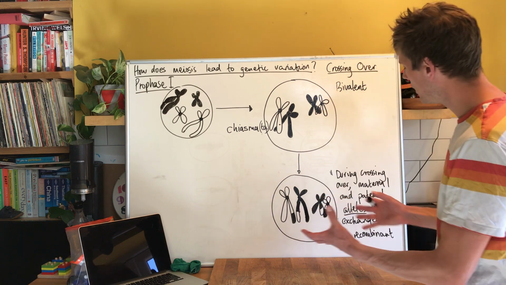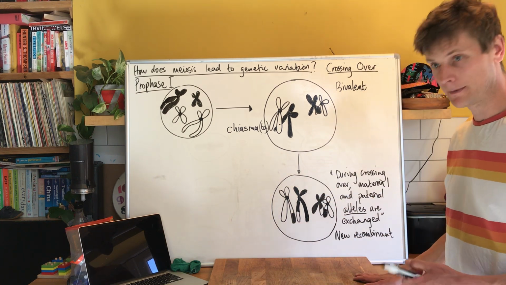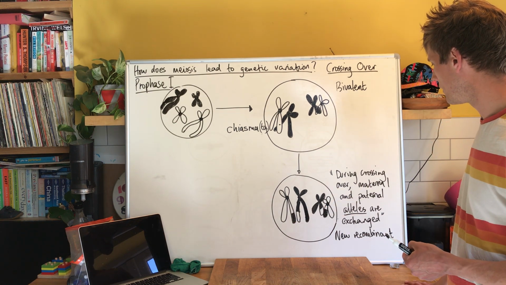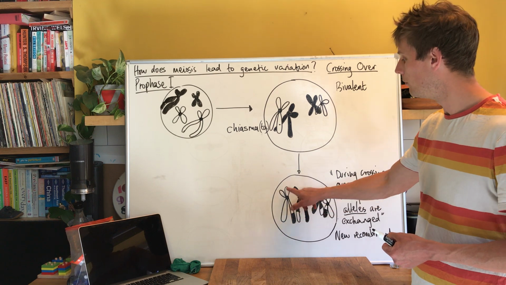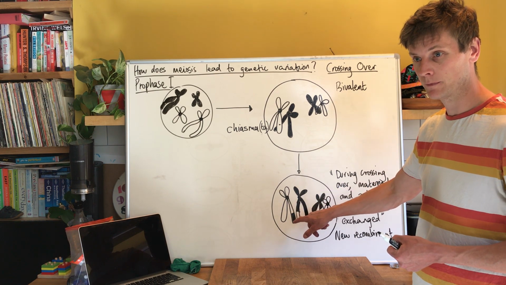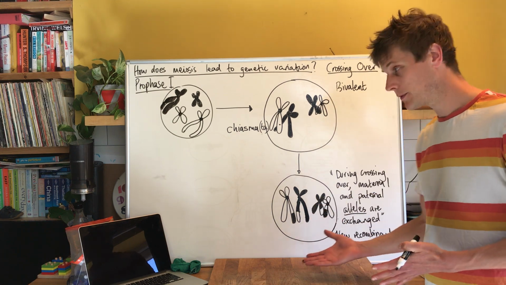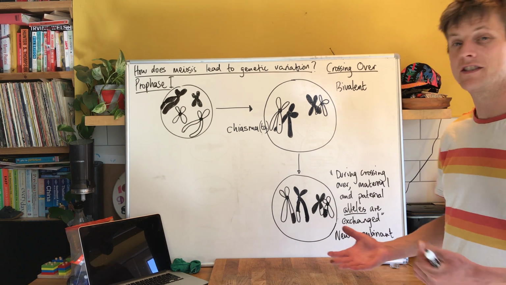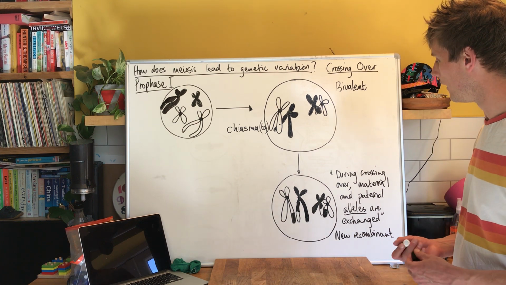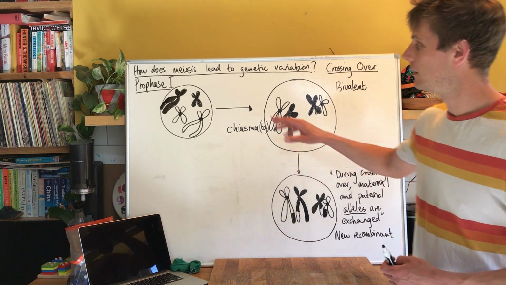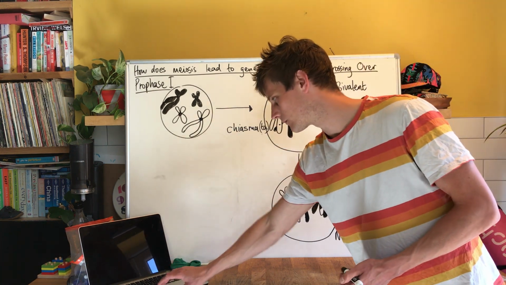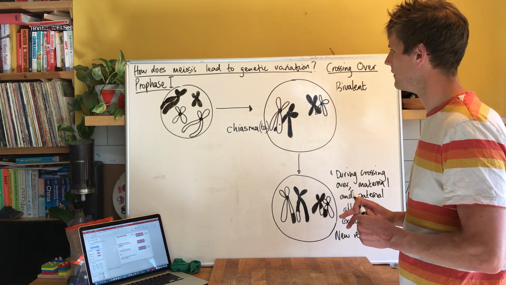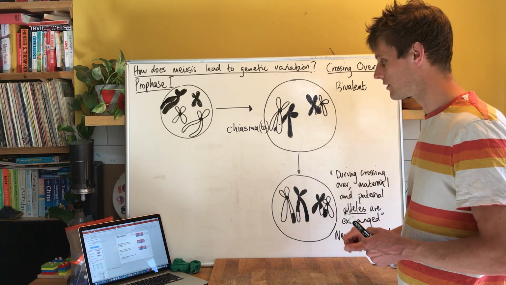Now, after meiosis has completed, the gametes may end up with these recombinant chromosomes present in them. Those recombinant chromosomes are a mixture of maternal and paternal alleles, and therefore are different to any of the cells that have existed before. And that answers the question: how does meiosis lead to genetic variation? One of those ways is through crossing over.